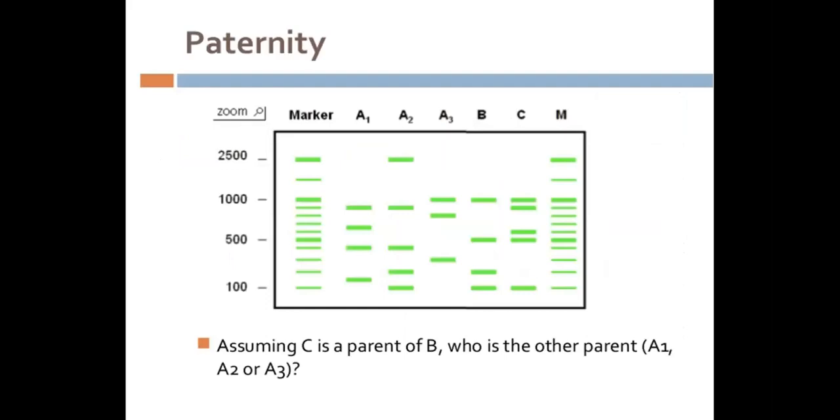All right, so let's take a peek at this one. Assuming C is a parent of B, who is the other parent? So C is the parent of B. So who is the other parent? A1, A2, or A3? A2. No, wait. Yeah, A2. A3? It's A3. No, A1. It's A, wait. A2.